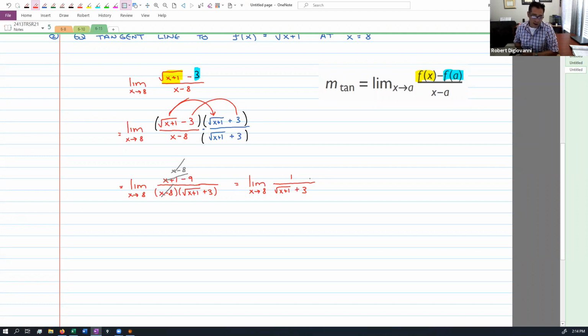Okay, now let x go to 8. You shouldn't have any problems. If x goes to 8, top is 1. The bottom becomes the square root of 9, which is 3, plus 3. 3 plus 3 is 6. So you should just get 1/6. That should be the slope.